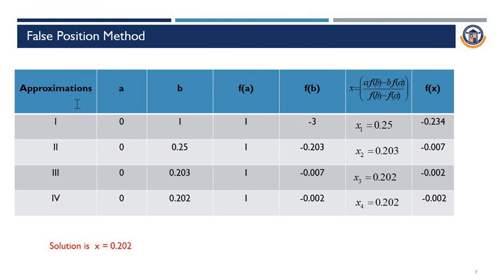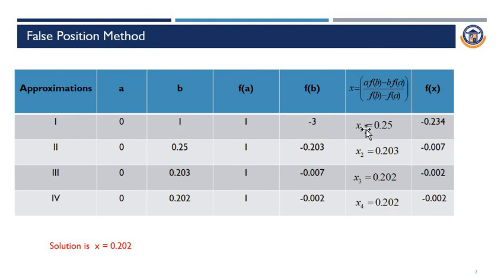Now I can make use of this tabular column. This is the approximation, this is the a value and b value, these are the f of a and f of b values, and this is the iterative formula. Now I am going to take a as 0 and b as 1. I am going to find f of 0 and f of 1. Then after getting all these values, I can substitute in this iterative formula. When I calculate it, I get x1, the first approximation, as 0.25.